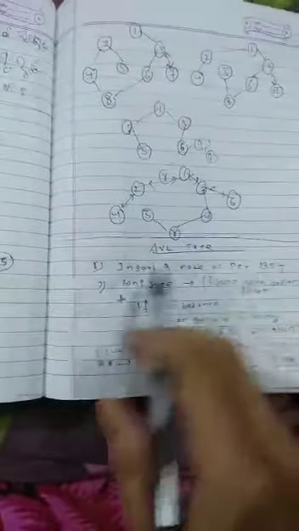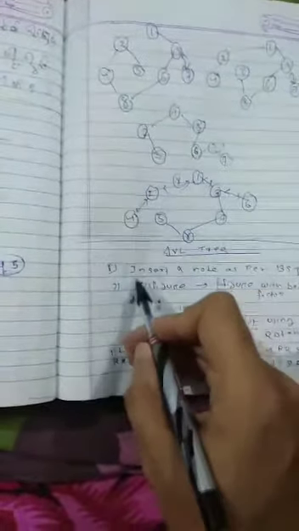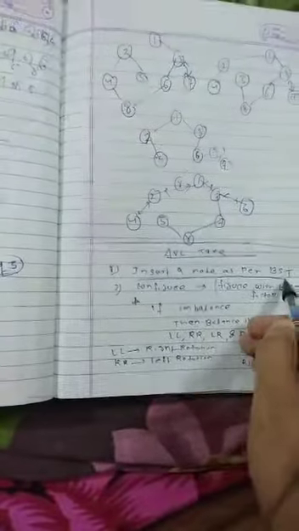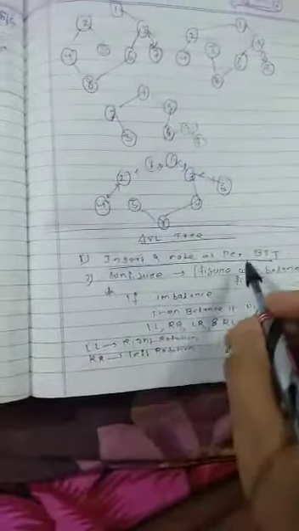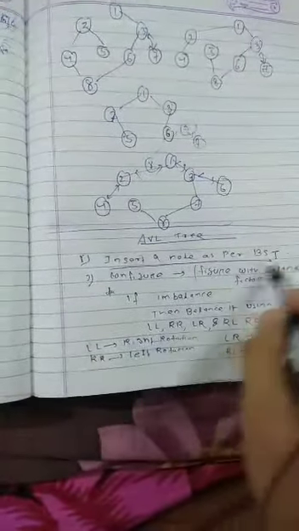Okay, let's solve a question as per the student request. Create an AVL tree for the given month names. You already have to know how insertion is performed in an AVL tree. Insert a node as per the binary search tree. In an AVL tree also, insertion is performed like a binary search tree.